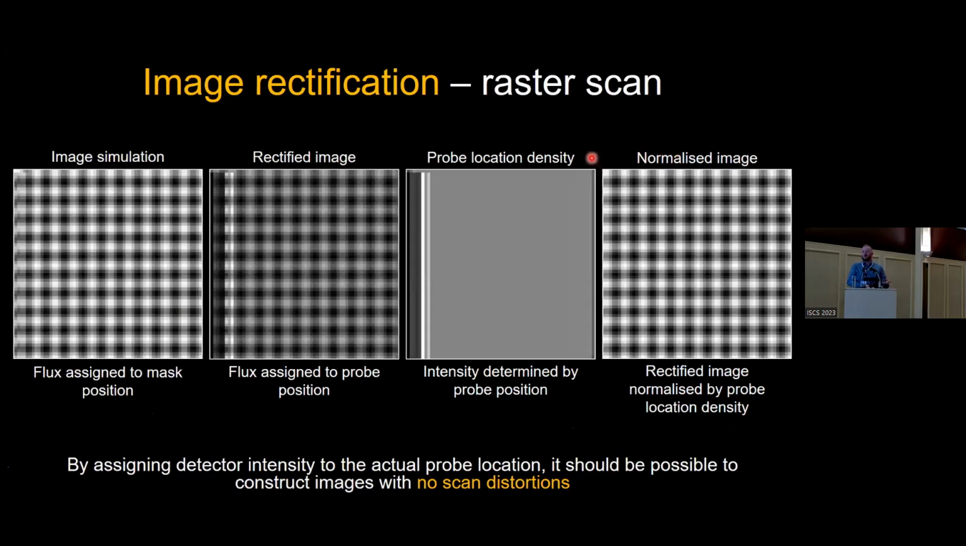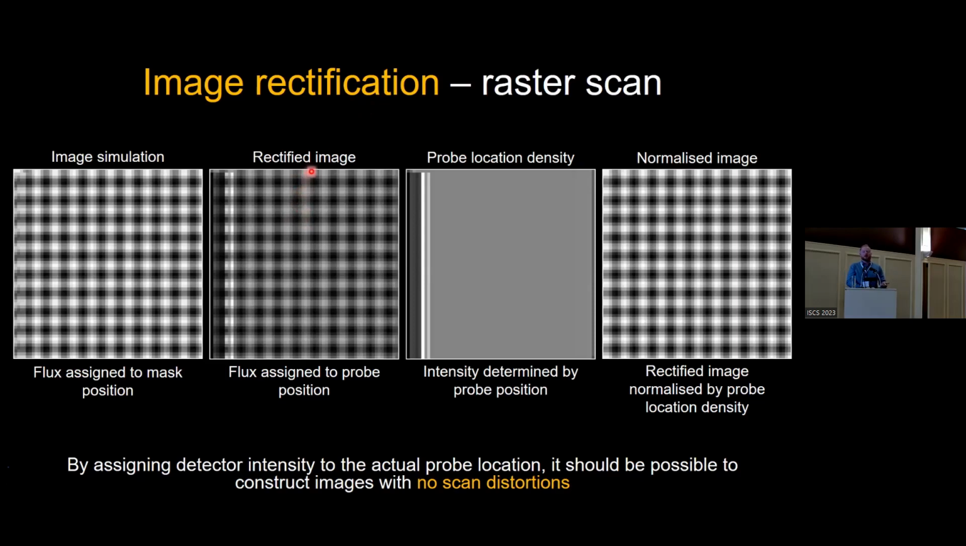So what can we do? Could we do some kind of rectification method to solve this problem? Well, obviously this is a simulator, so we have access to all of the perfect information in the system. So this will be our original image on the left. Here we have what we call a rectified image. So instead of applying the flux to the scan coordinate, if we can find a way to measure the actual location of the probe, apply the detector flux to that location instead.